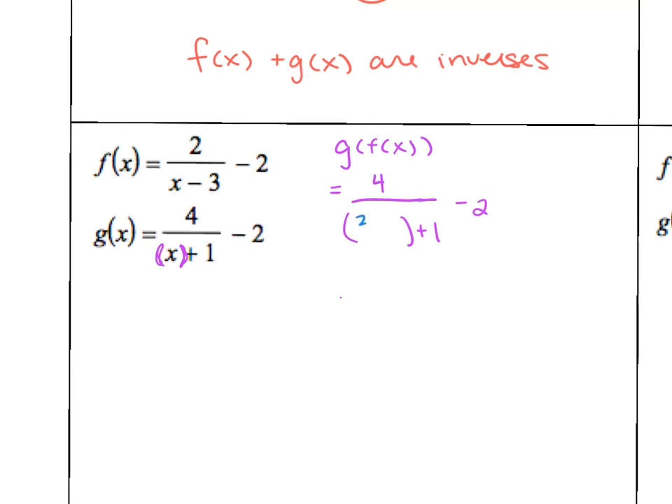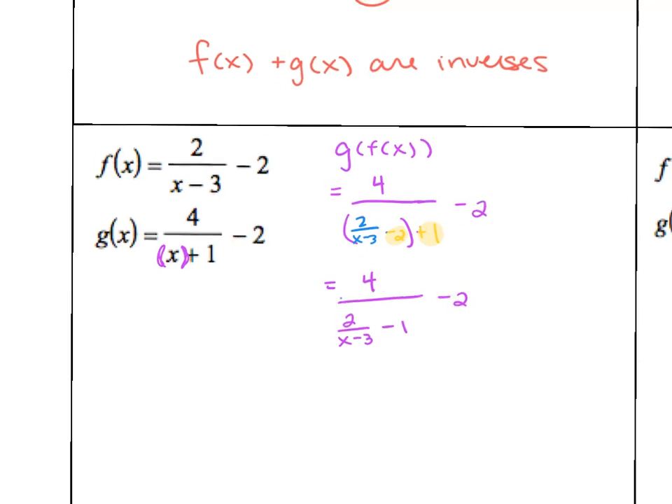So that would be 2 over x minus 3, minus 2. The next thing I'm going to do is, on this denominator down here, this minus 2 and this plus 1, I'm going to combine those like terms. The opacity on that is really bad. Okay, when I do that, I get 4 divided by 2 over x minus 3, and the negative 2 and the plus 1 gives me negative 1. And then this minus 2 is still floating around here.